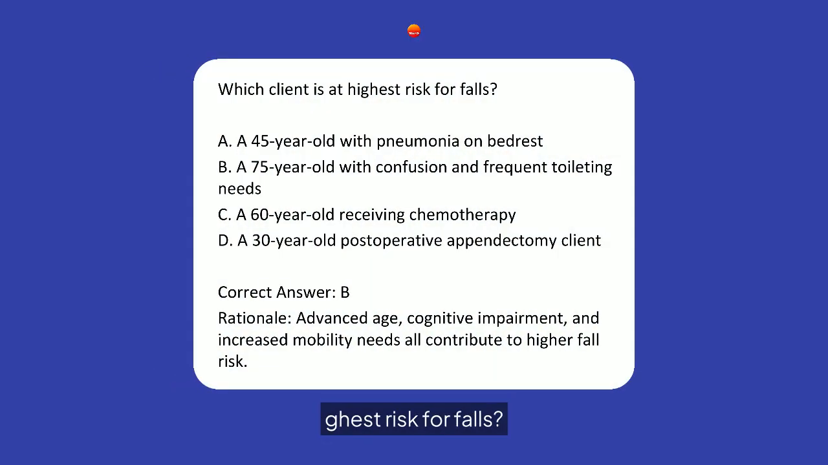Which client is at highest risk for falls? The correct answer is B. A 75-year-old with confusion and frequent toileting needs. Rationale: advanced age, cognitive impairment, and increased mobility needs all contribute to higher fall risk.